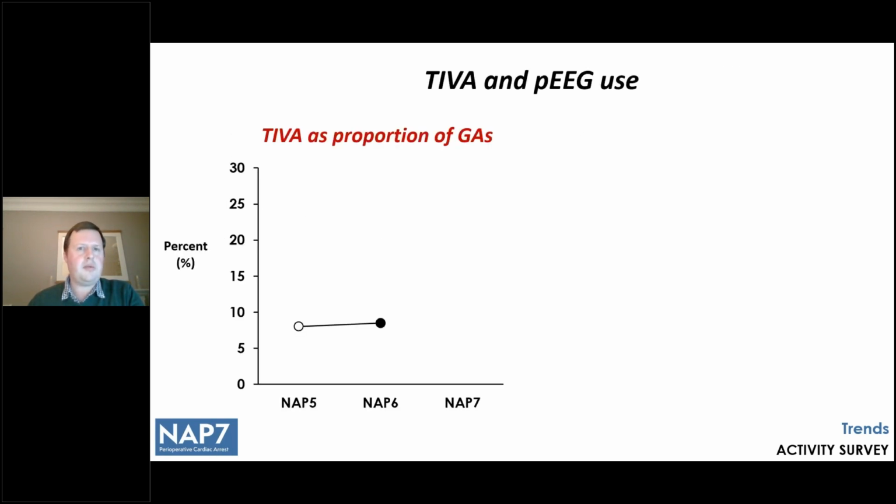What about some good news? We also looked at anaesthetic practice. So we found that for those of you who are advocates of total intravenous anaesthesia, the proportion of patients or proportion of general anaesthetics was around 8% in NAP5 and NAP6, and it's really gone up over threefold in that period now to over 26%.